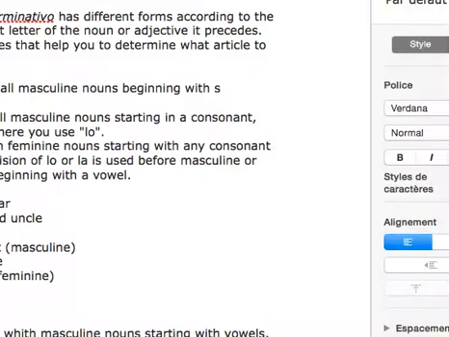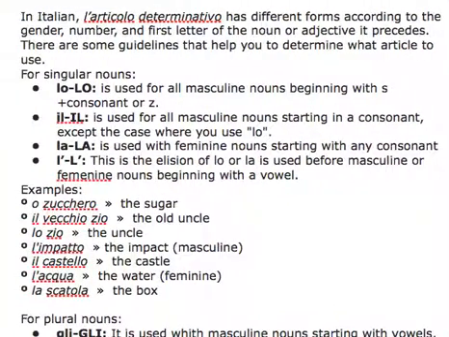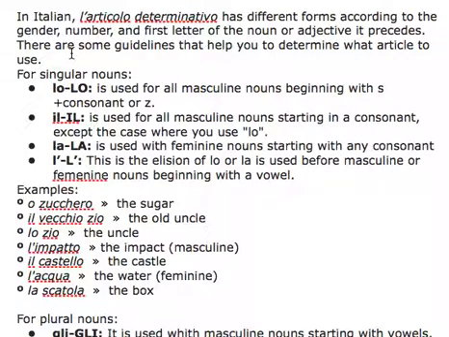Anyways, so this is my transcript. There we go, I need to move it like that. There we go. So in Italian, l'articolo determinativo has different forms according to the gender and number. So we know that it's the same with any kind of Latin-based languages. Okay. So for the singular nouns, we have different options.